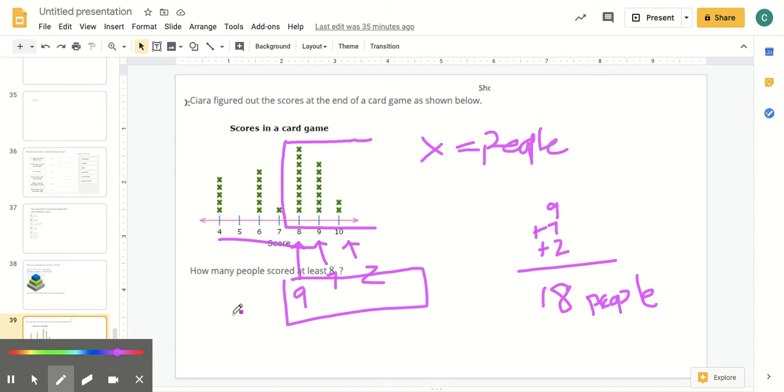It's really important that when we're doing line plot questions, that first we really make sure we understand and interpret what the line plot represents and what the X's represent before we attempt to answer the question analyzing the line plot.